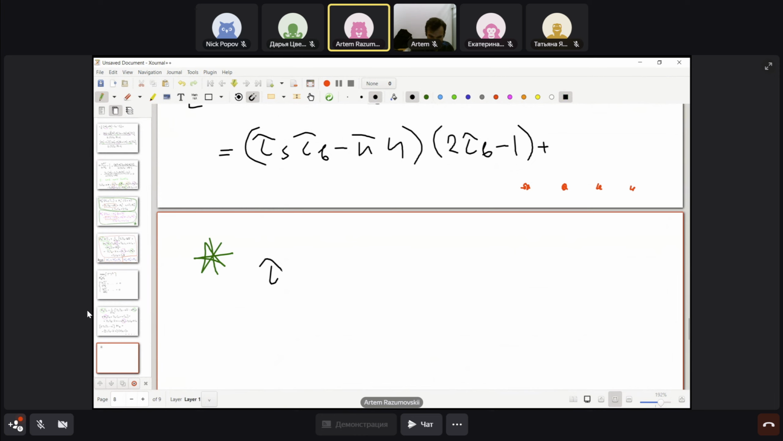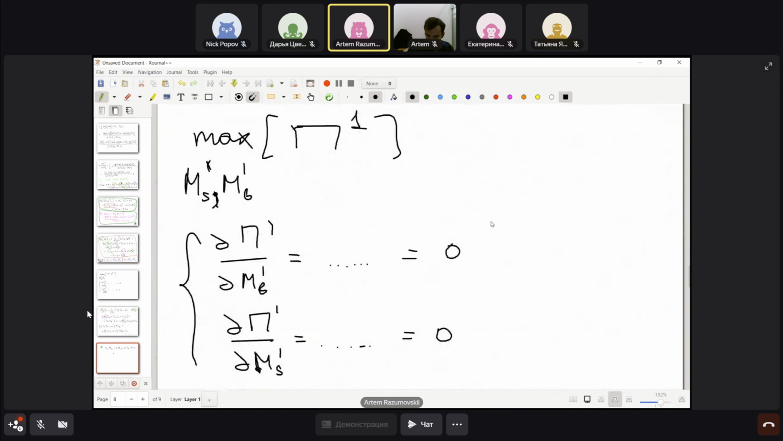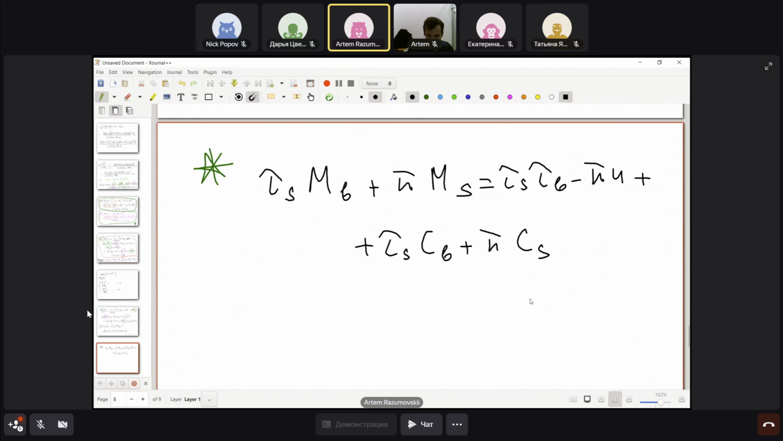So they have tau S price for buyers plus P price for sellers, right? And then on the other side, we have tau S tau buyers minus PU, and then some costs, right? Let me check which one. Tau S cost for buyers, P cost for sellers. Well, and then we can write the same for sellers.